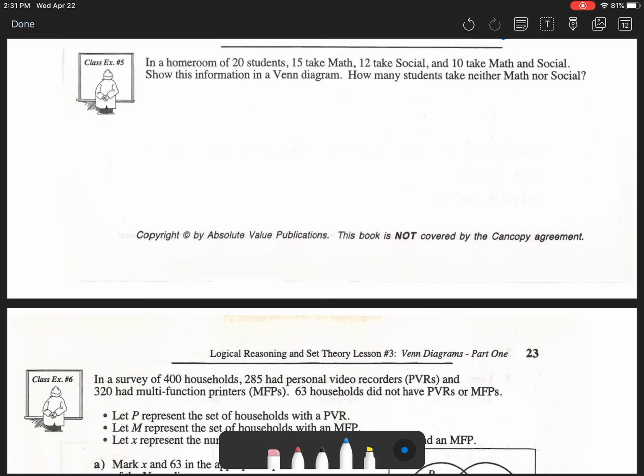These questions will also make an appearance in your homework and on tests where you have to draw the Venn diagram. So let's take a look at this. It says, in a homeroom of 20 students, 15 take math, 12 take social, and 10 take math and social. Show this information in a Venn diagram. How many students take neither math nor social? Lots of things going on here. I know that I am dealing with two subjects, math and social.